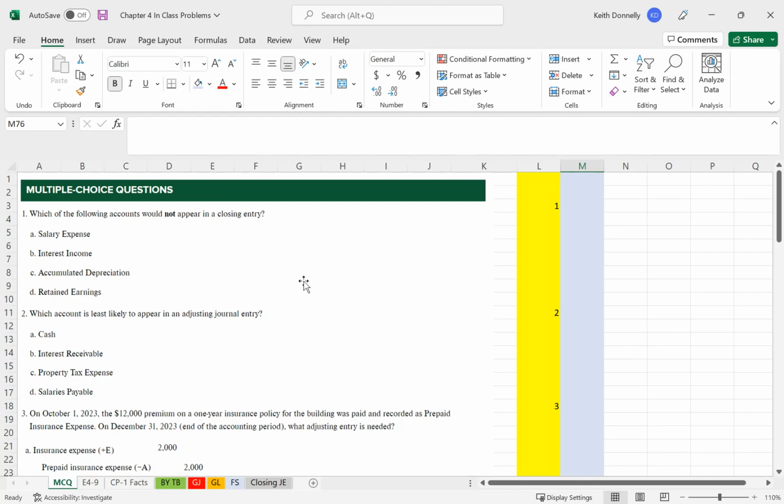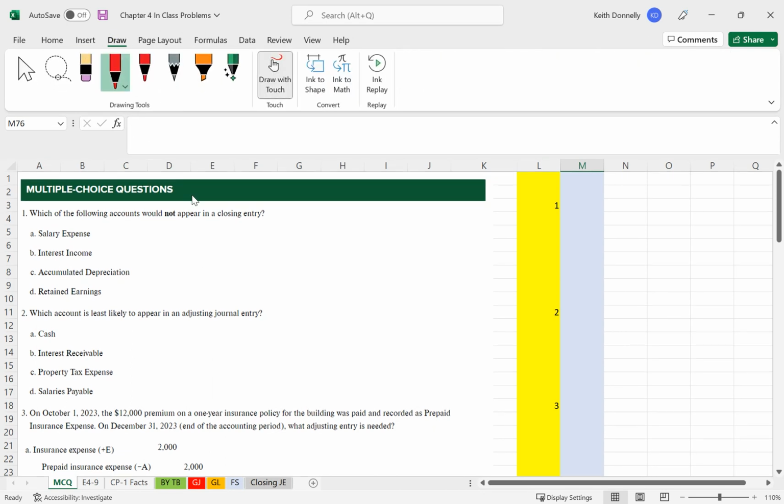Now, the first one here, it says, which of the following accounts would not appear in a closing entry? Okay, so a closing entry, that's really where you reverse out all of your temporary accounts, your revenues and your expenses, and you close them out and you put it into retained earnings. And really, what you're putting in retained earnings there is like your net income or your net loss. So with that setup, you would reverse out an expense, an income, put it into retained earnings.